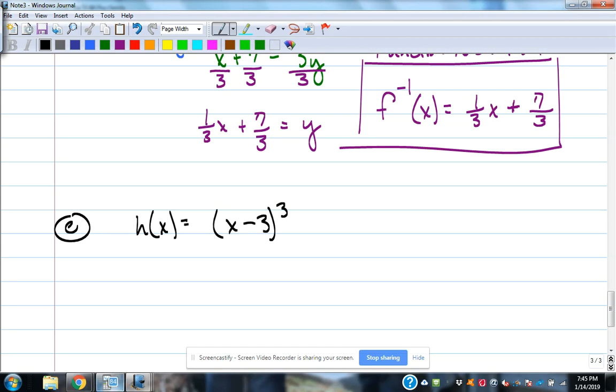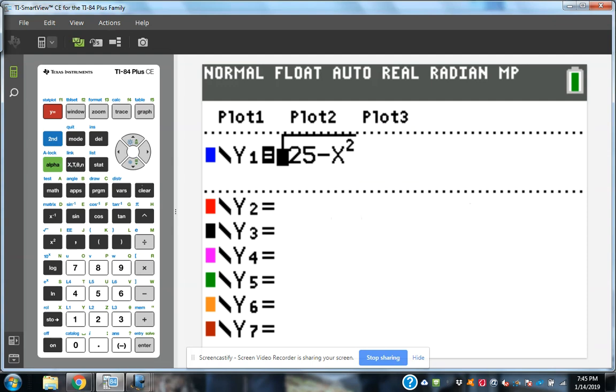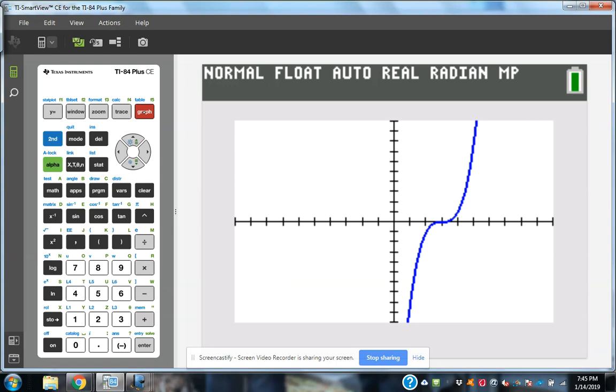Graph it. So I'm going to go to y equals (x minus 3), close the parentheses, exponent of a 3, and then hit graph. Does that pass the vertical line test? Yes. Does it pass the horizontal line test? The only question would be right here in the middle. It looks like it gets pretty flat. I'm going to zoom into that spot and see what's happening.